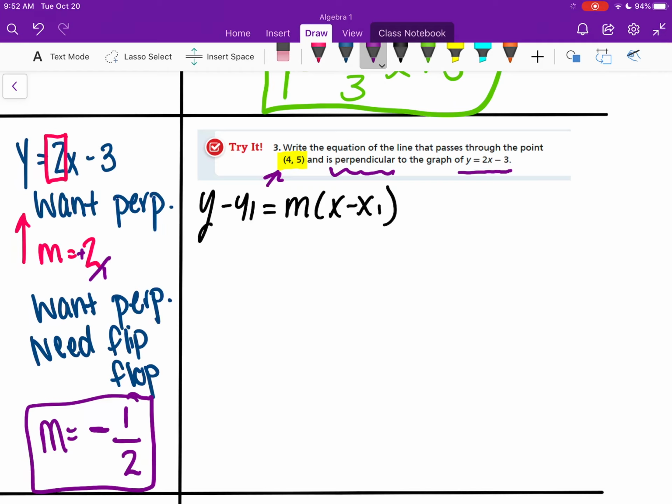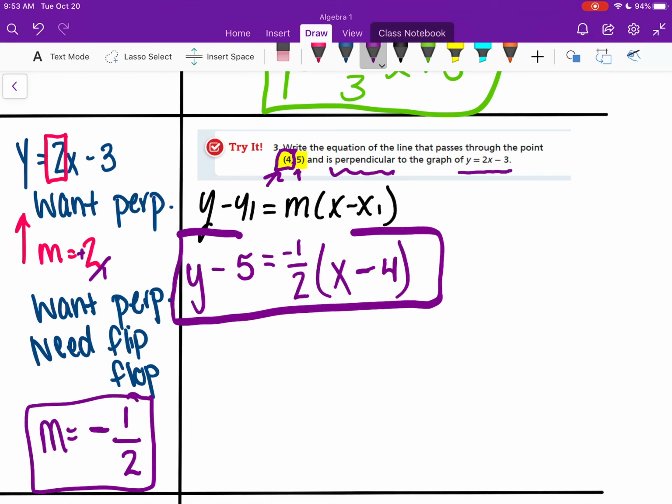I now know my slope is going to be negative 1/2, and I can fill in the rest of my equation of the line with the point that I was given. Y, let's do the opposite of y1. This y was 5, so that's going to be minus 5, equals negative 1/2 times x, and then we do the opposite of x1. This x was 4, the opposite of that is minus 4. And since the problem did not tell us exactly what format we need to be in, any format is acceptable, so we can be done with point slope form.